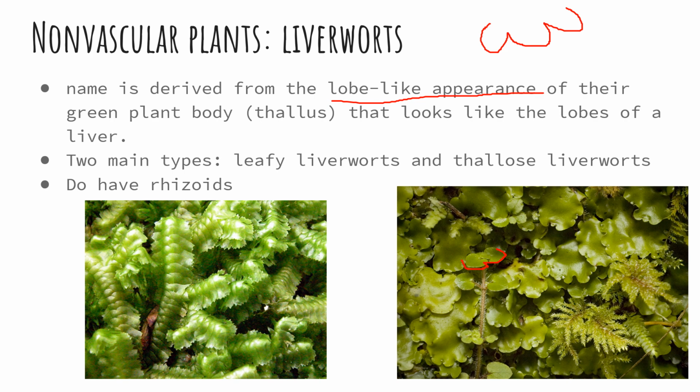If I remember correctly from when I made this slide, these are the leafy looking ones and these are the thallose looking ones, a little more flat. And they do have rhizoids or root-like, those thin kind of wispy roots. They'd be really easy to pull up if you were trying to, but they do have something that serves to kind of help hold them there, I suppose.